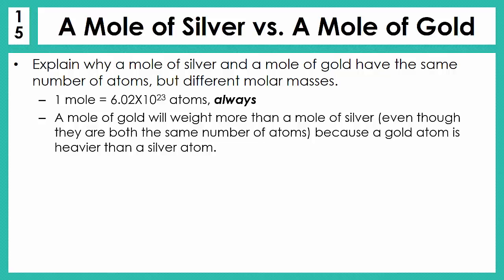So if you had 25 sumo wrestlers and then 25 preschoolers, it's the same number of people, but the mass of a preschooler is much smaller than the mass of a sumo wrestler. So the mole of gold is like our sumo wrestler, and the silver is like our preschoolers.